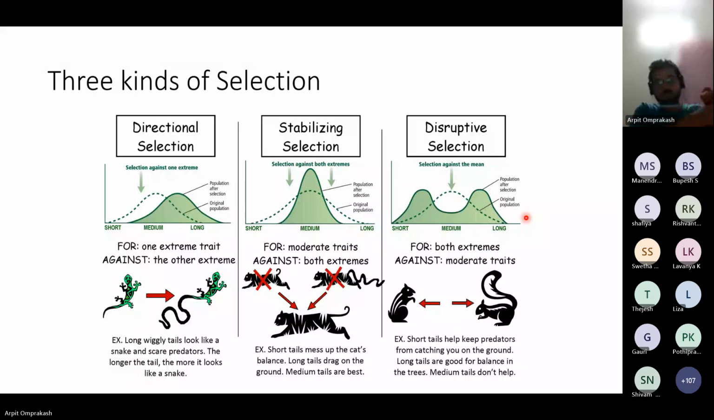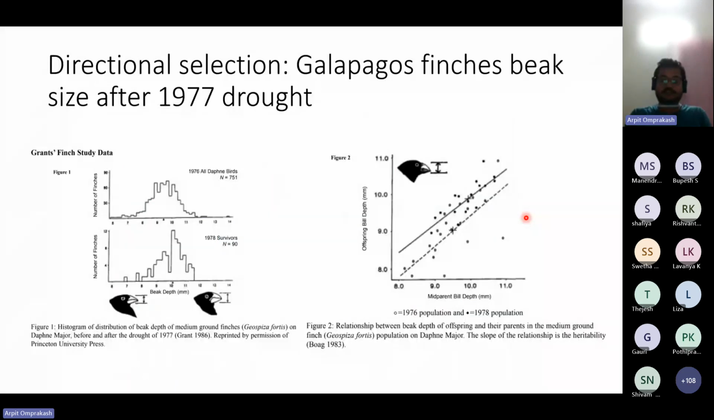Okay. No, sir. Thank you. Yeah, so we'll look at some examples now. So examples of these different kinds of selections that might be found in nature.